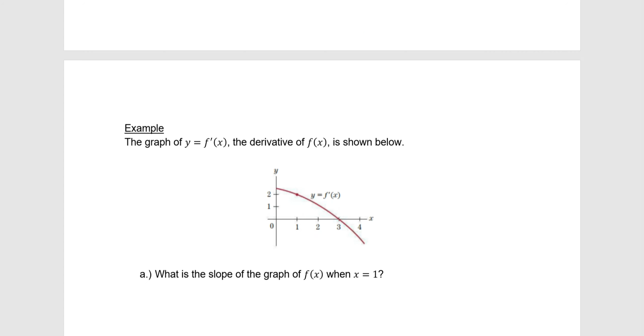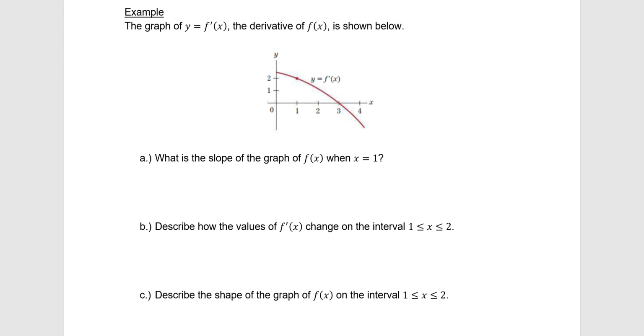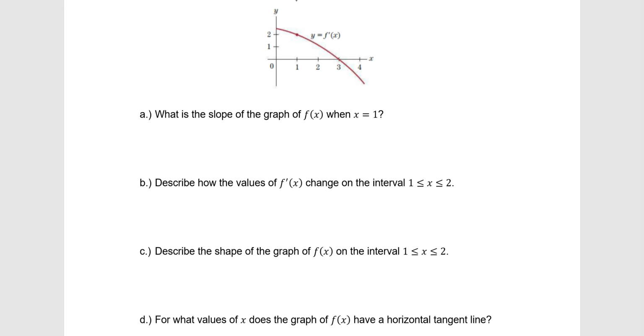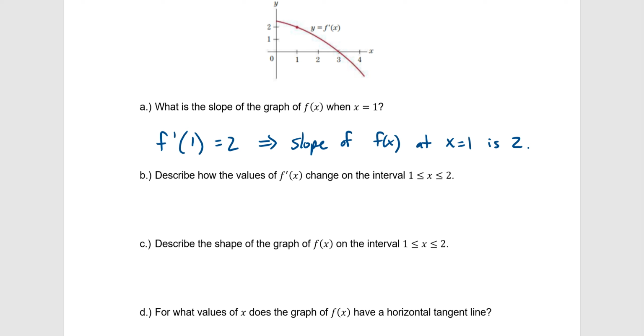And let's do one more question here. We have the graph of the derivative. So that's important. We're given the graph of the derivative. We're not given the graph of the function. We're given the graph of the derivative function. So first we want to know what is the slope of f of x when x equals 1. So f prime of 1 equals 2. It has a y-coordinate of 2. That means the slope of the function at x equals 1 is 2. For the same reason as on the graph in the previous example.